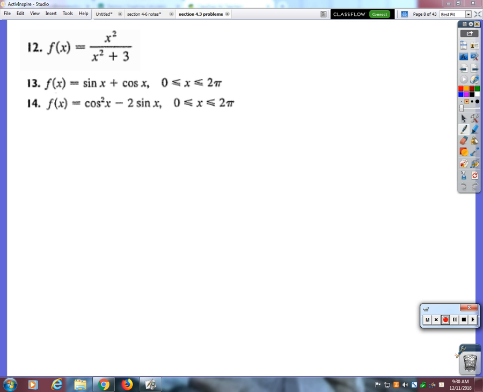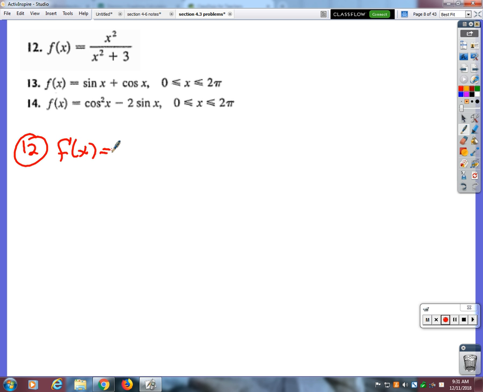Okay. Hey, Maddie, Payson. All right, number 12. Let's start with that one. So we have to take the derivative, right? And to do that, we have to use the quotient rule, right? Okay. So who's got that?